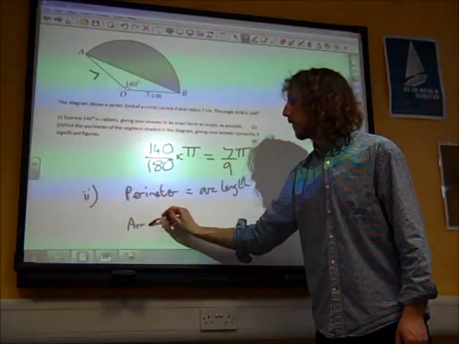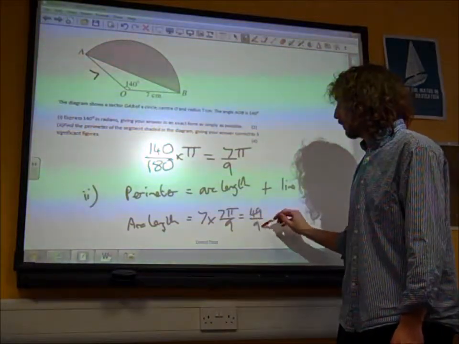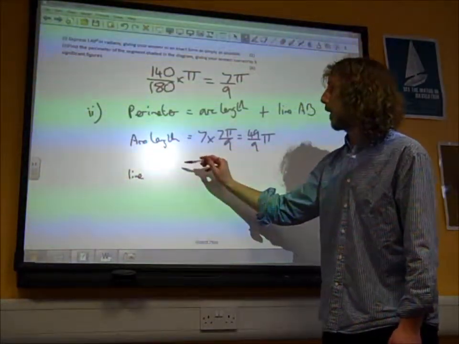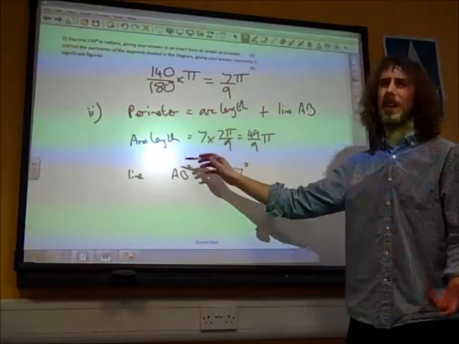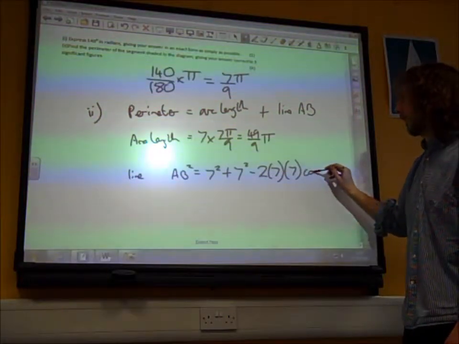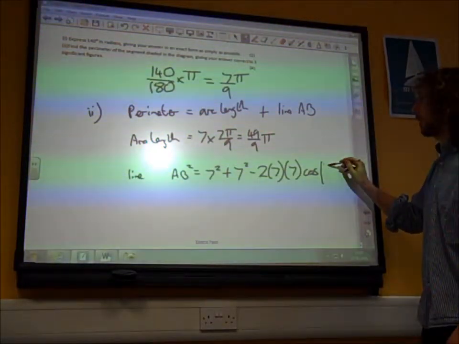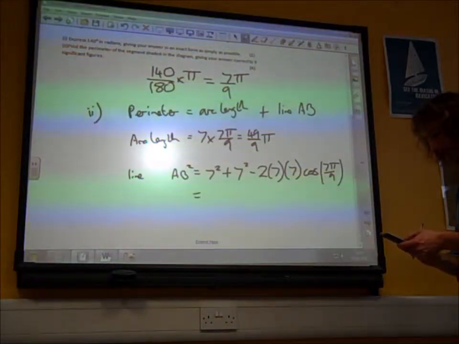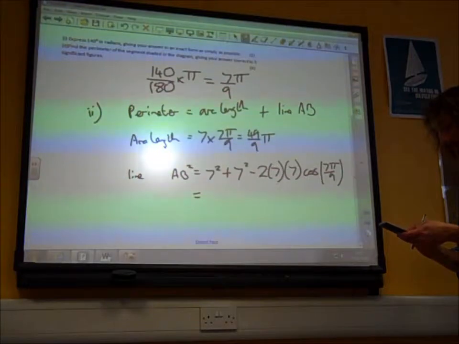The arc length is easy. The arc length is r theta, so that's 7 times 7 pi over 9, and we'll leave it like that for now to do three significant figures eventually. And the line AB, well, this is the cosine rule. AB squared is a squared plus b squared minus 2 times those two times the cosine of the angle between them. It doesn't matter what the calculator's in, we're working in radians. So 7 squared plus 7 squared minus 2 times 7 times 7 times the cosine of 7 pi over 9.